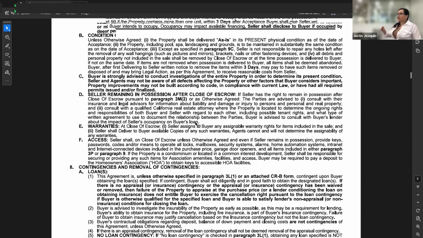If I send a client a contract, whether it's a seller or a buyer, I'm saying, I'm sending it to you for digital signature. What time can we talk by phone to go over the terms? Super important. Look at what B says. Even though it's as is, it's telling the seller, look, right on the second line, it says the property, including the pool, the spa, the landscaping, the grounds, is to be maintained in substantially the same condition as of the date of acceptance.